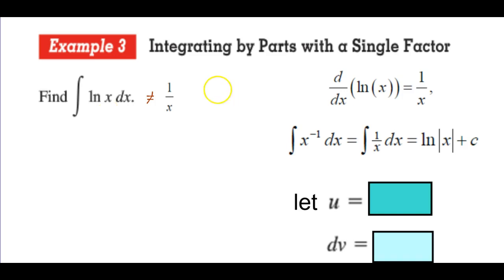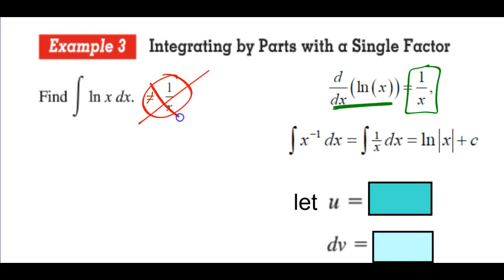Now I know what you're thinking. The derivative of a natural log is 1 over x, but the integral of the natural log is not 1 over x. So let's not go down that road. That's just wrong. So again, we need to choose a u and a dv, and let's go ahead and make our chart again. U, dv, after that we'll have a du and a v.